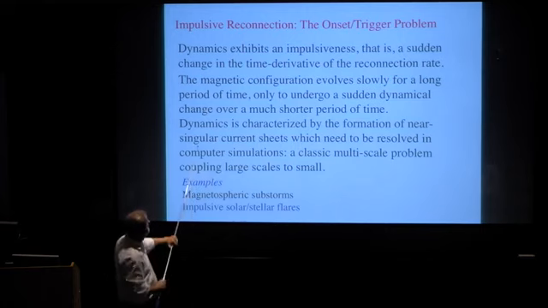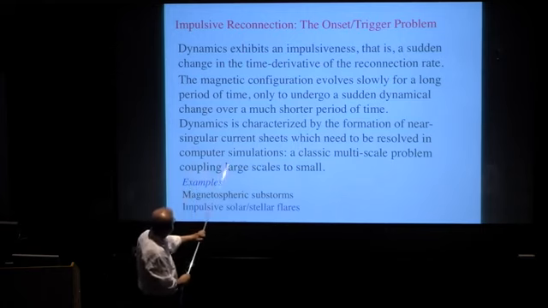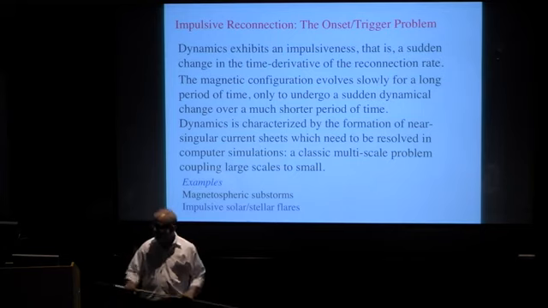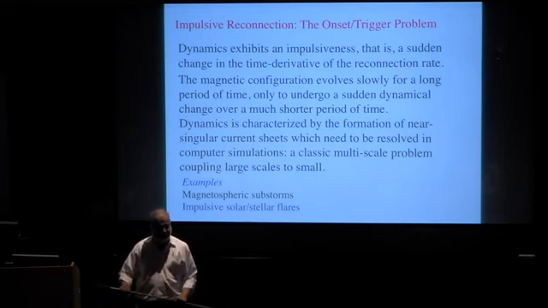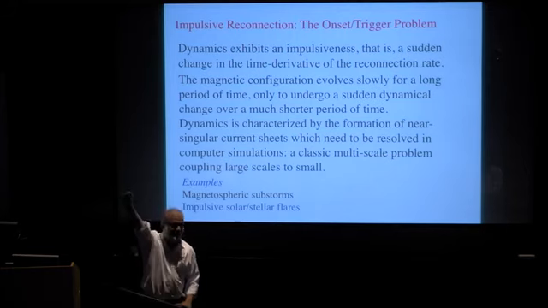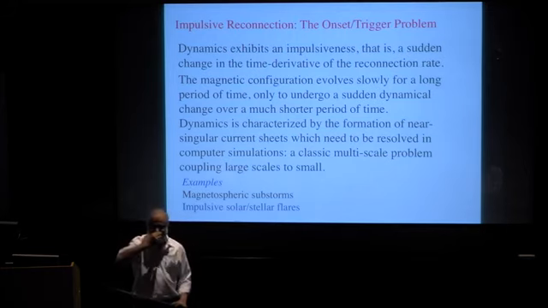So the magnetic configuration evolved slowly for a long period of time only to undergo a sudden dynamical change over a much shorter period of time. And this dynamics is often characterized by the presence of this current sheet. So the burden on reconnection theory is not just to get a fast time scale. You must go like this, right?